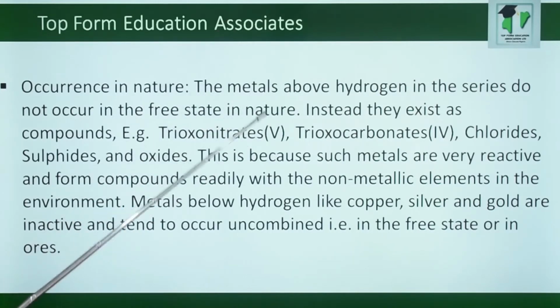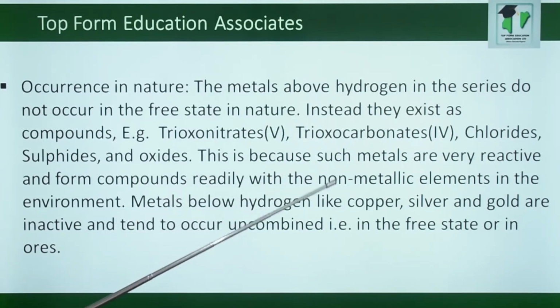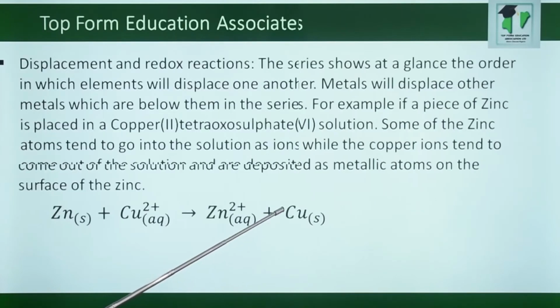What it means is that it cannot occur as calcium or sodium. Instead, they exist as compounds. Examples: nitrates, carbonates, chlorides, sulfides, and oxides. This is because such metals are very reactive and form compounds readily with the non-metallic elements in the environment. Metals below hydrogen like copper, silver, and gold are inactive and tend to occur uncombined, that is in the free state or in ores. That is why you can mine gold, copper, and silver.